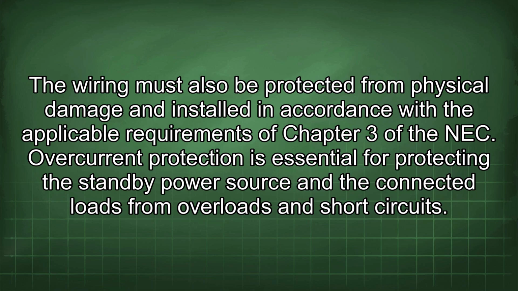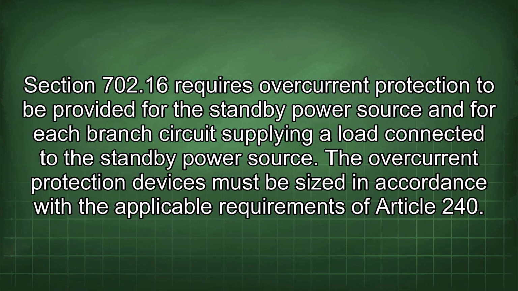Overcurrent protection is essential for protecting the standby power source and the connected loads from overloads and short circuits. Section 702.16 requires overcurrent protection to be provided for the standby power source and for each branch circuit supplying a load connected to the standby power source. The overcurrent protection devices must be sized in accordance with the applicable requirements of Article 240.